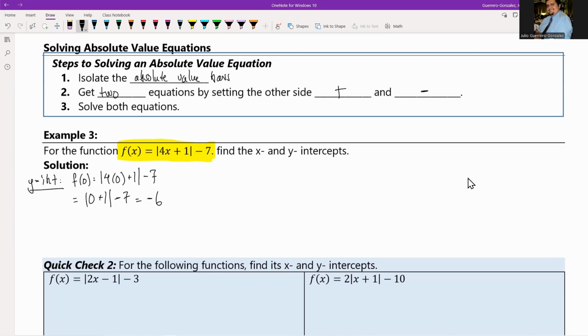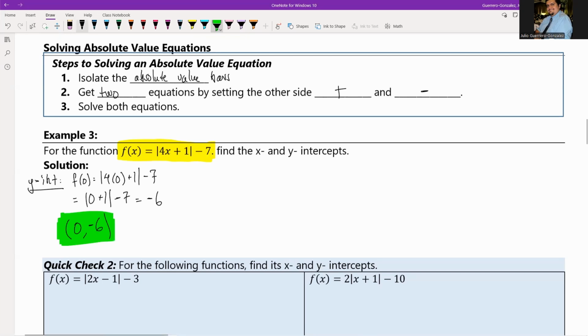And this is minus 6. So our y-intercept is 0, comma, minus 6. It's minus 6. There we go. That is our y-intercept. So if we graph this, we should expect our graph to cross the y-axis at -6.